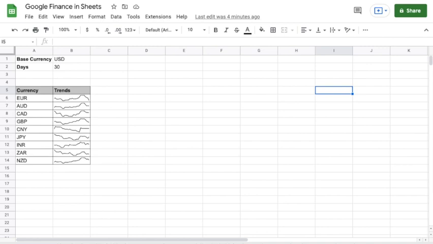And guys, do check the description box below to see the applicable attributes that can be used within this function.